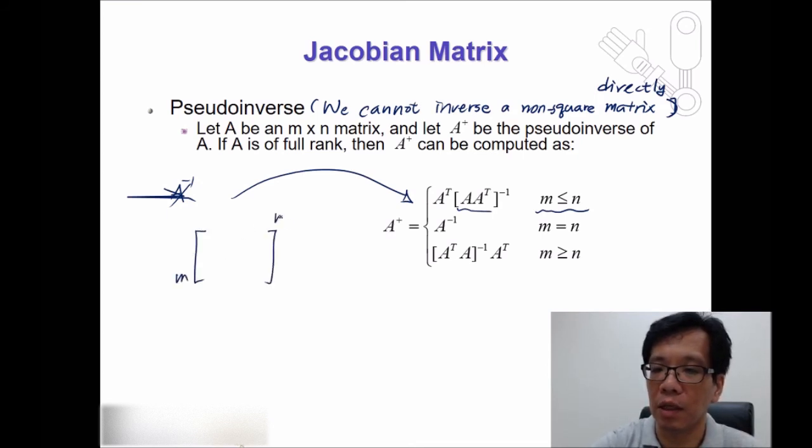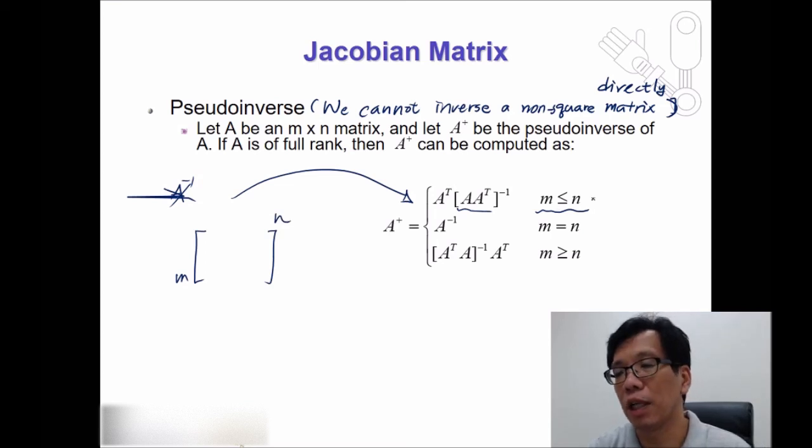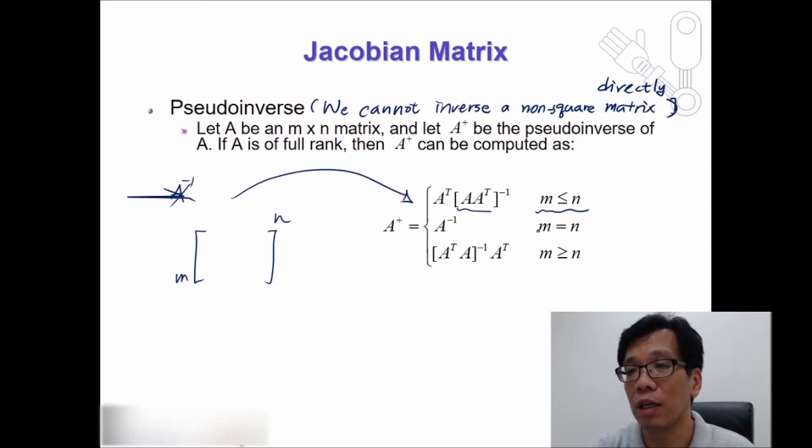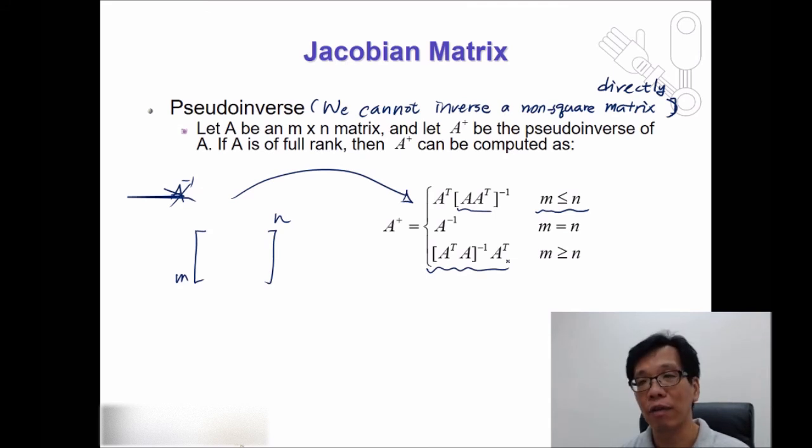If your M is smaller than N, then use this formula. If you have a square matrix, which is M equals N, then you just use the regular inverse method. But if your M is greater than N, then use this formula. So depending on what kind of case you have, you might use the pseudo-inverse formula accordingly. Then we should be able to inverse the Jacobian matrix and do whatever we need to.